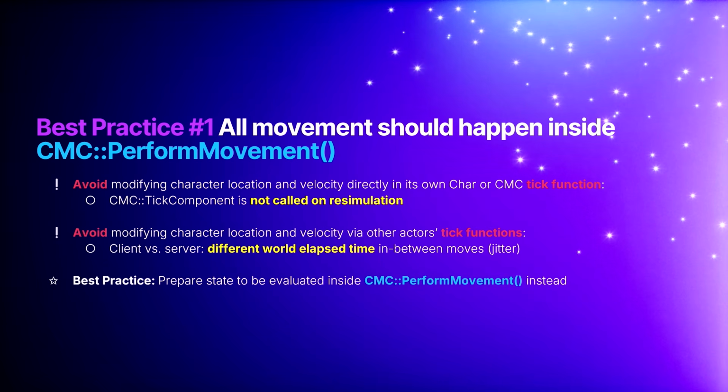And let me give you an example. If I have a wind volume that will nudge my character in the wind direction on every tick, well, the time between the client sending two moves might be different than the time between the server executing those moves. So the server may have ticked a little more or less, and that just causes additional divergence. What you always can do in these cases is to handle things in perform movement. So in the case of this wind volume example, you would have perform movement poll the wind volume's parameters, and then evaluate with the correct delta time.